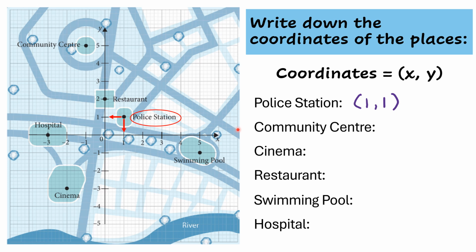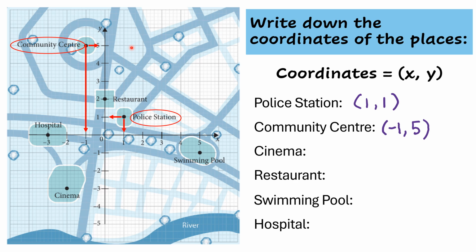Let's take a look at the community center. Where is the community center? It is this place here. Again, I am going to see what my x value is, followed by the y value. From this point, the x value shown is -1, and the y value shown is 5. Therefore, the coordinates of the community center are simply -1 and 5. I hope you get the idea.